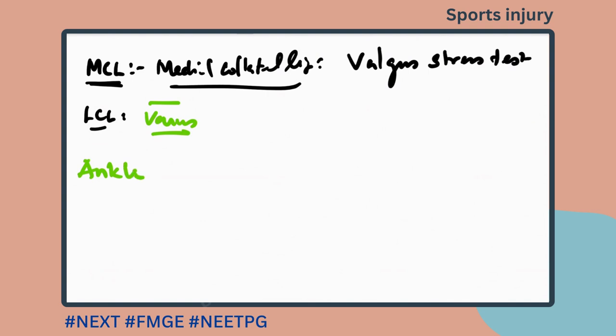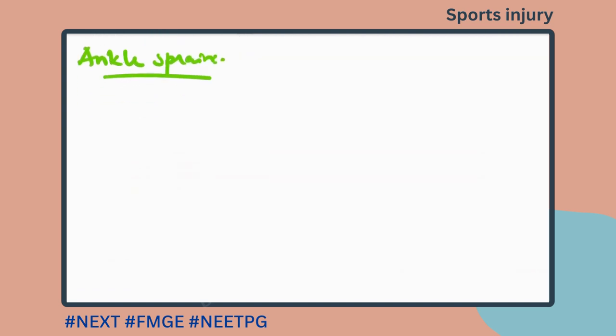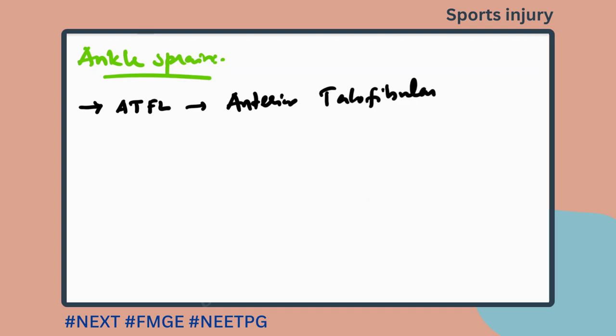The last is ankle sprain, which is also one of the most commonly encountered sports injuries. Sprain means injury to a few or most of the fibers of a ligament. Around the ankle, there are a lot of ligaments, as we already saw. The most common ligament which goes in for sprain is the ATFL, which stands for anterior talofibular ligament.